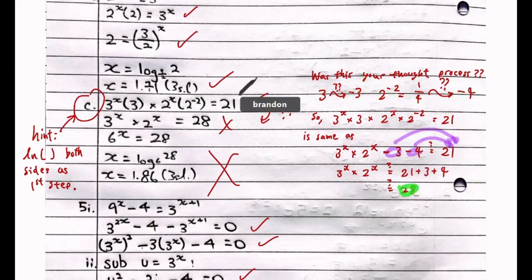Wait, this was a question. Yes. Wait, let me just double check the question. This is question 4 part C. Let me read the question. By expressing each of the following equations in the form a power x equal to b, where a and b are real numbers, take logarithms to solve for x. We're trying to solve for x.